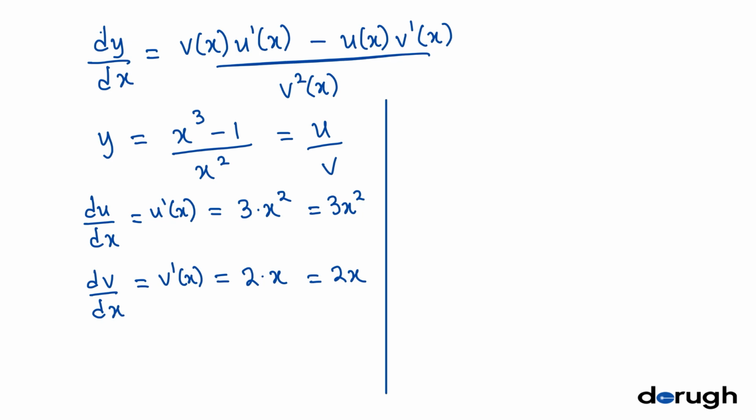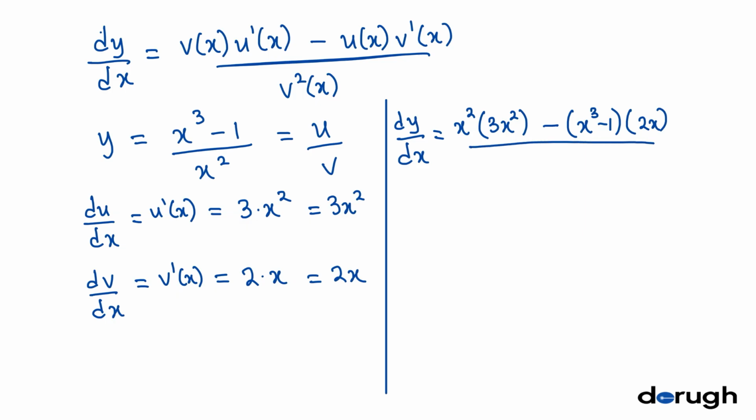So putting it all together, we have that dy dx would be, first of all, our v of x, which is x squared, multiplied by du dx, which is 3x squared, minus u of x, which is x power 3 minus 1, and then dv dx is 2x, all over the square of our v of x. So that's x squared, all squared.